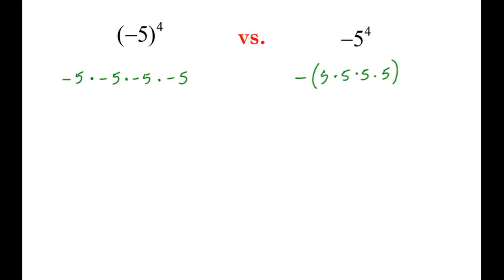On the left, we end up with a negative times a negative is a positive, another negative times a negative is a positive, and 25 times 25 is 625. On the right, 25 times 25 is in the parentheses, but there's a negative in front of it. Completely different answers, based on whether or not you have parentheses around that negative. So pay attention to which situation you're in.